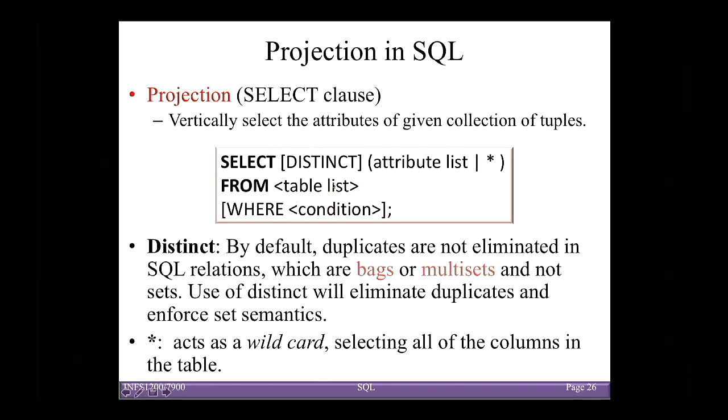There's this distinct that you can add here, and that distinct is going to say that I want rows that are being returned to be distinct. So if you add that optional word distinct there, it is going to enforce that all of the rows that are being returned are unique.